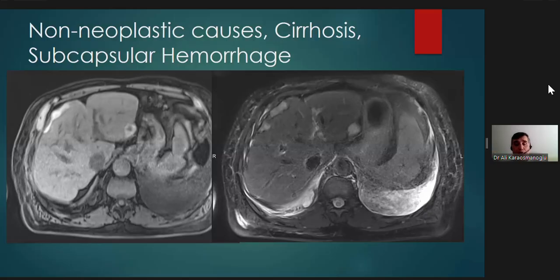Obviously, when you see a cirrhotic patient with a bleed, you should always consider HCC, right? Because HCC is much more common in these patients. But cirrhosis itself, without HCC, may also be a predisposing disease for spontaneous liver hemorrhage.